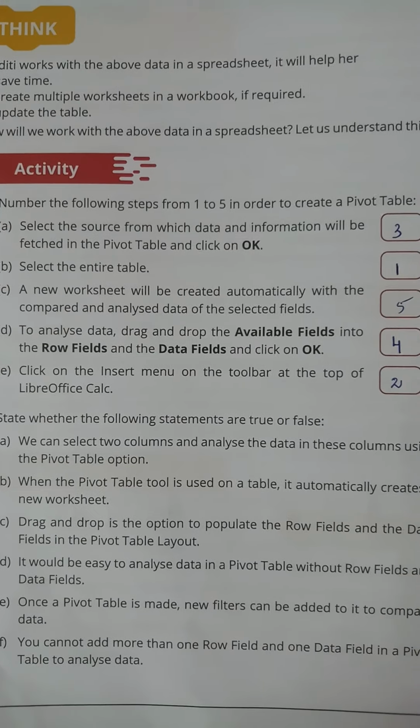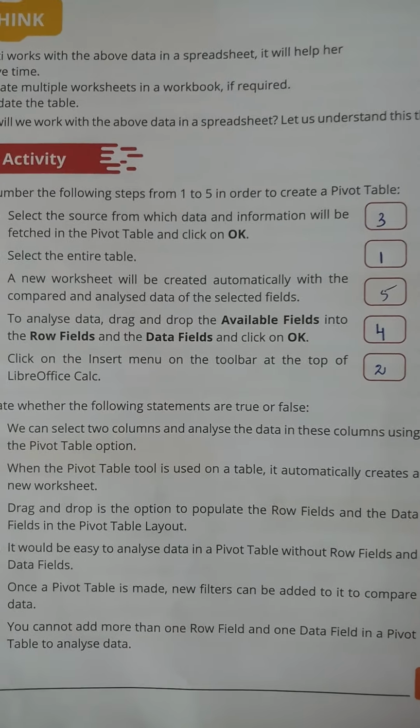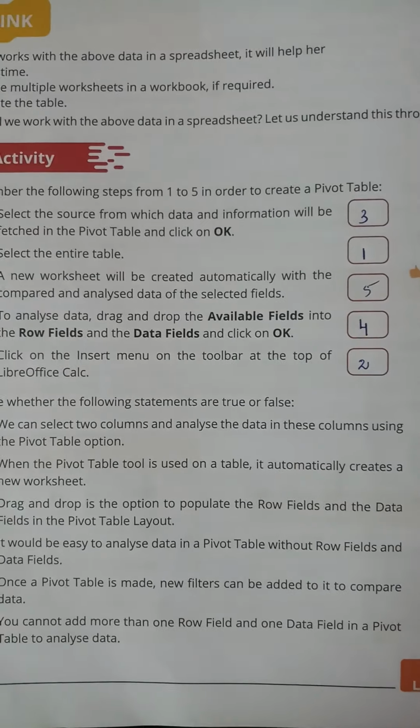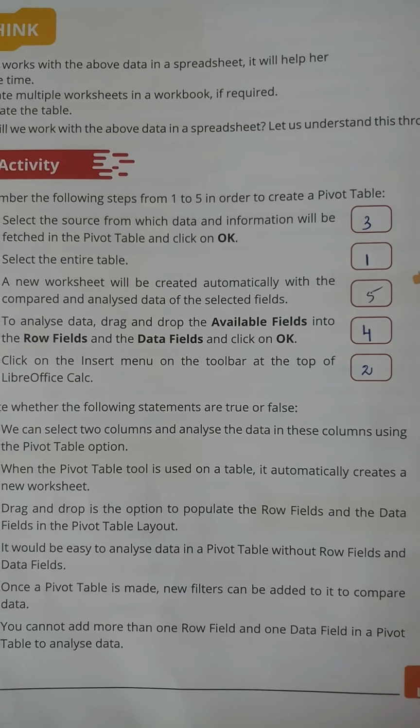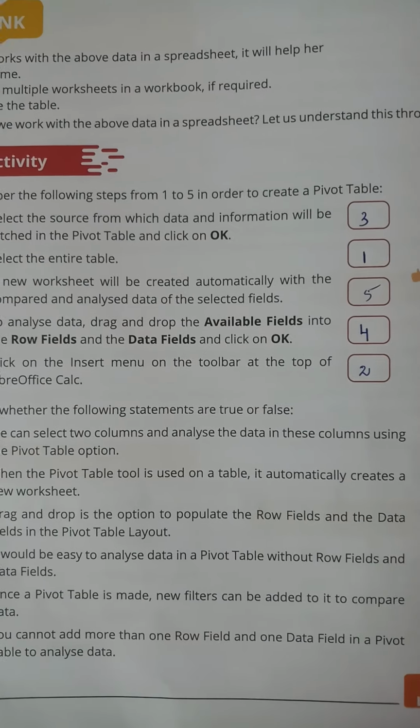You cannot add more than one row field and one data field in a pivot table to analyze data. This one is false. You cannot add more than one row field. So this one is false.